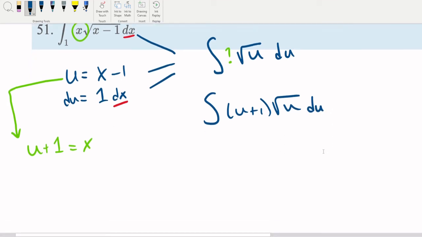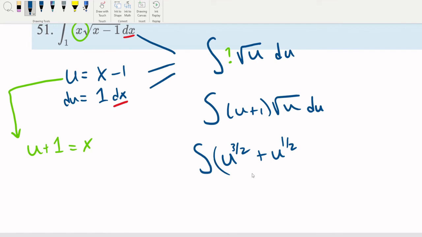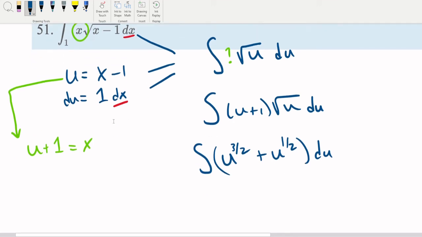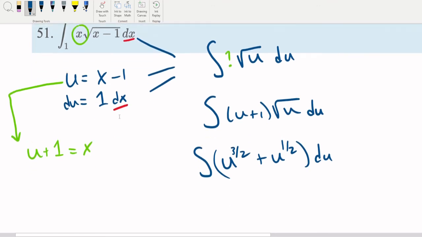All right, let's multiply that out and simplify this a little bit. It's the integral. Now remember, these two hit, u to the 3/2. These two hit, u to the 1/2 du. And again, at this point now, it's up to you. Do you want to switch the bounds? Do you want to plug back in for x? Let's just switch the bounds this time so you can see the practice.